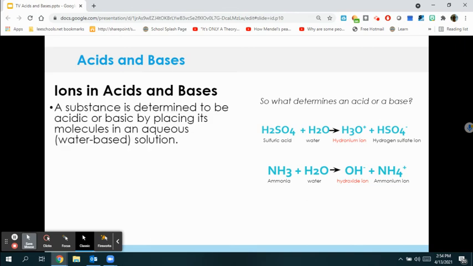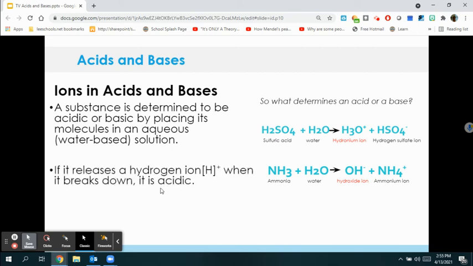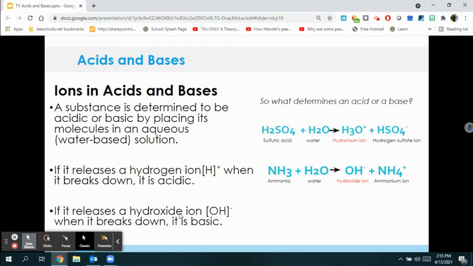A substance is determined to be acidic or basic by placing its molecules in an aqueous or water-based solution. If it releases a hydrogen ion, H+, when it breaks down, it's acidic. If it releases a hydroxide ion, OH negative, when it breaks down, it's basic.